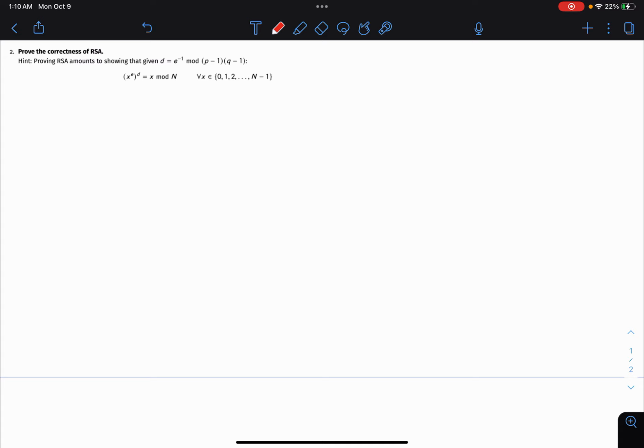Now, let us look at this question. Prove the correctness of RSA. Basically, we have to show that RSA always works. Now, let us try showing that.